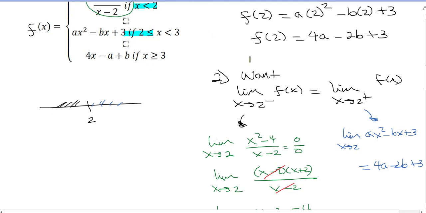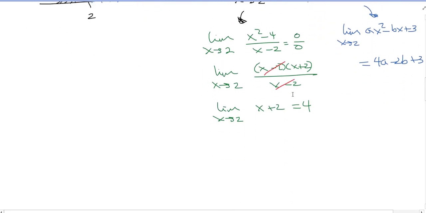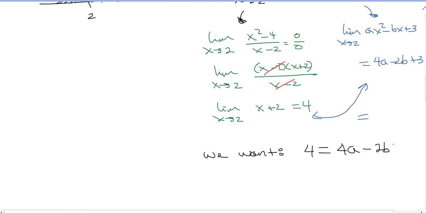Now remember, we said we want these to be the same. So since I want those to be the same, I'm going to set up an equation. I want this and that to be the same. So we want the left-sided limit to be the same as the right-sided limit.